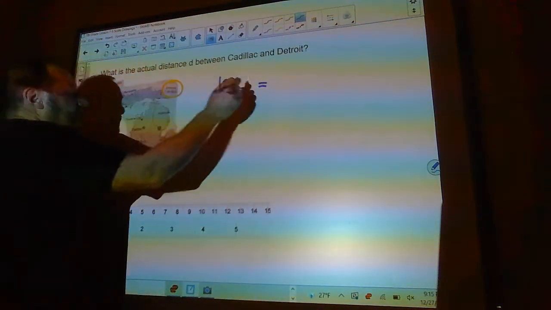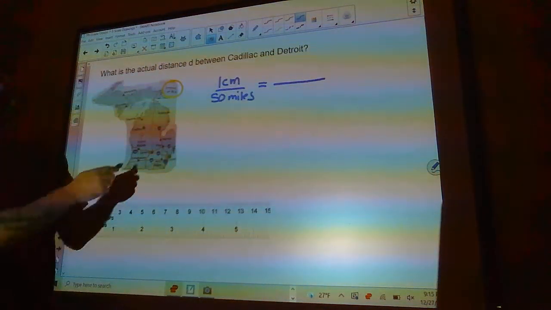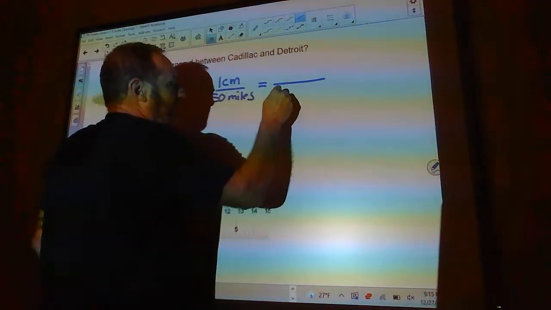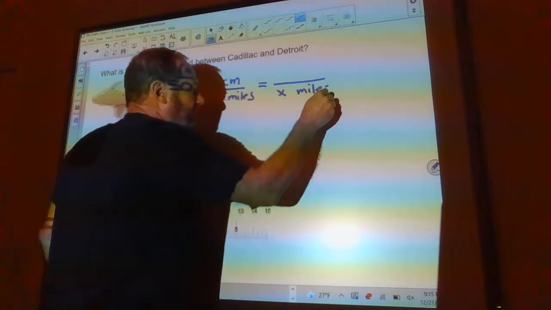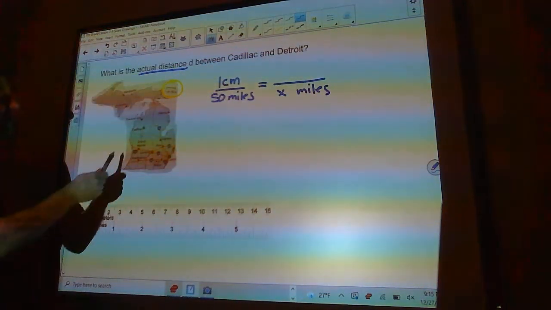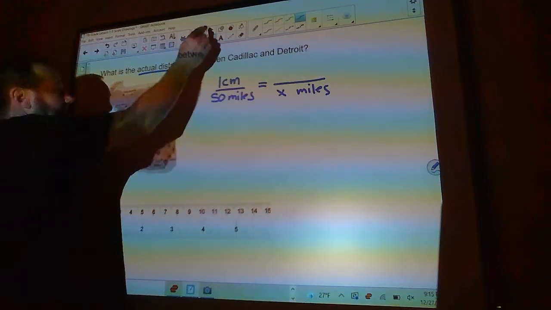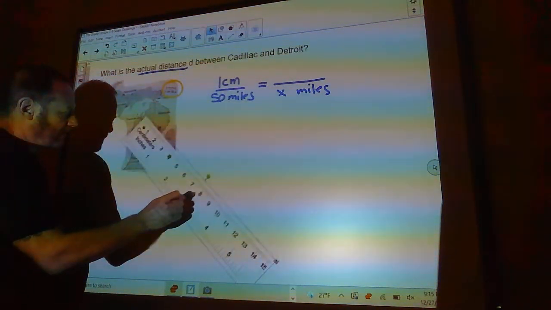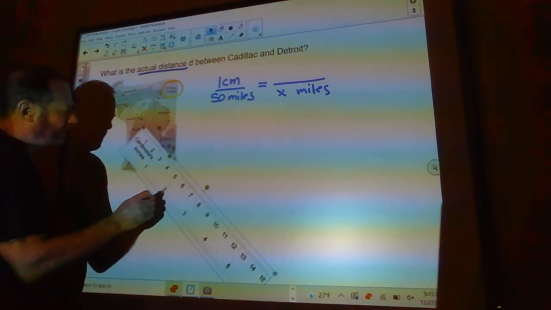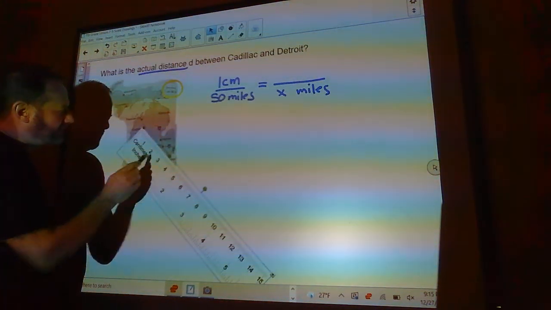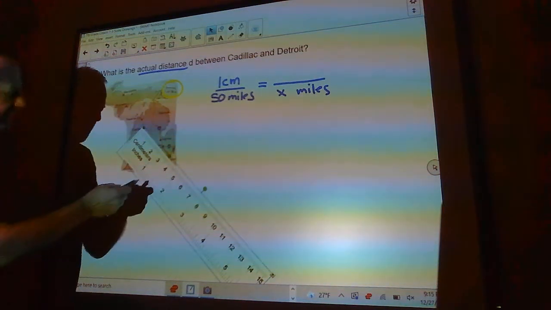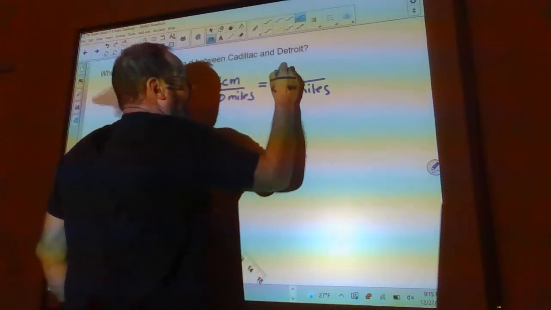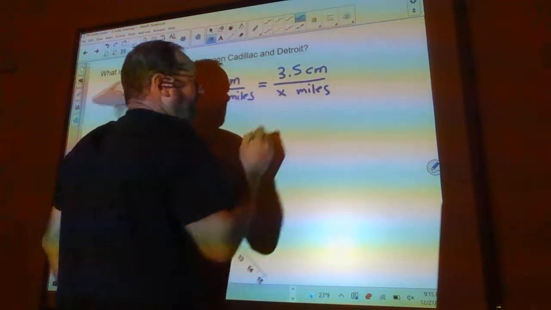So we need to figure out what's on this other side right here. We're trying to find the actual distance, so that's going to be in miles. That's going to be X miles on the bottom. What we need to do is find out how far it is on the map between Cadillac and Detroit. So we're going to take our ruler and estimate. It appears to be about 3.5 centimeters. So I'm going to have 3.5 centimeters up here.